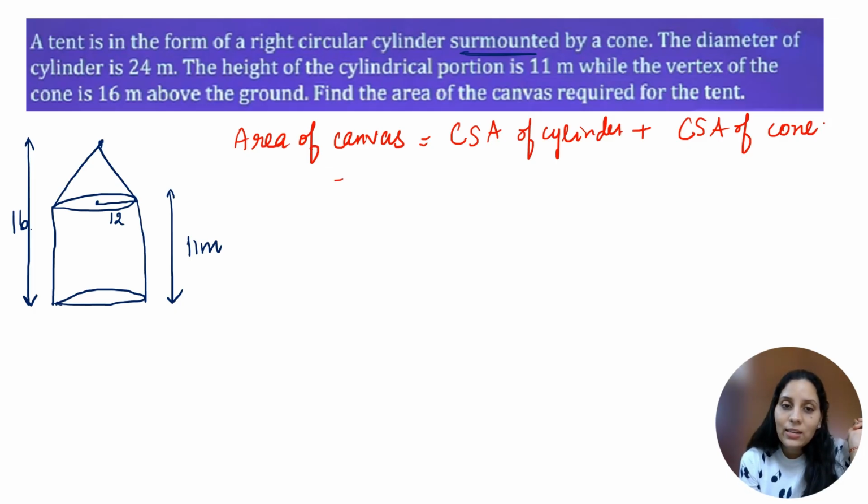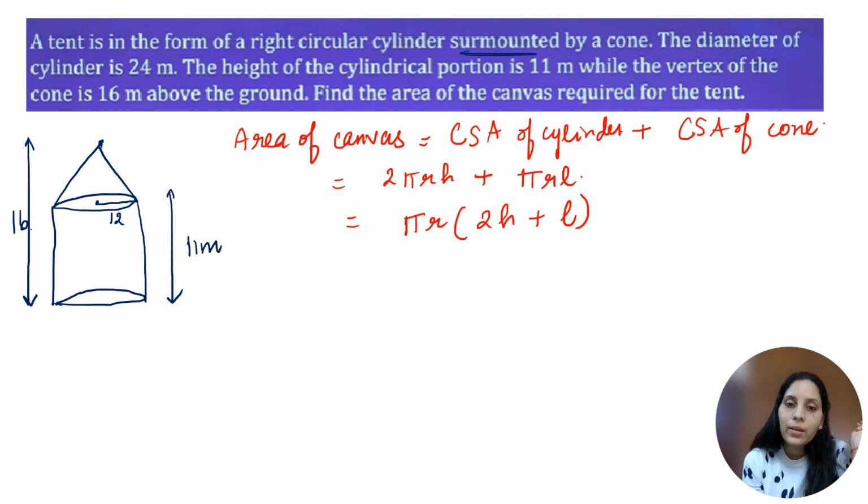Now, let us write the formula. What is CSA of cylinder? 2 pi r h plus CSA of cone is pi r l. Now, I can take pi r common because radius is same for both. I get 2h plus l. Now, pi is 22 by 7. Radius is 12. Now, slant height.